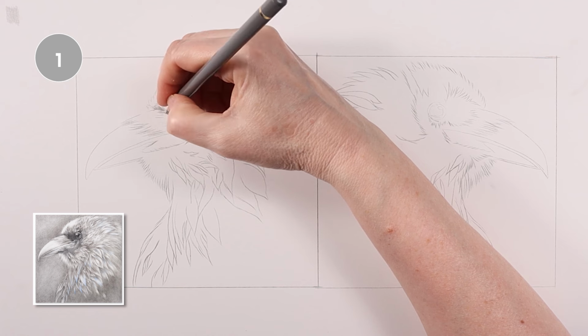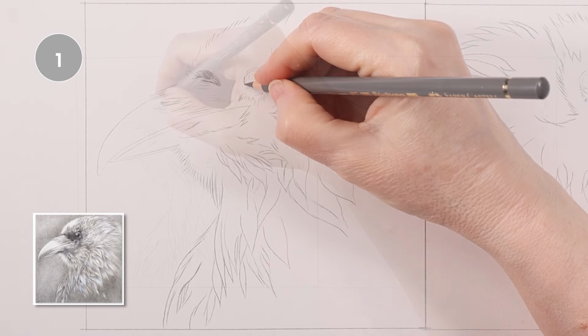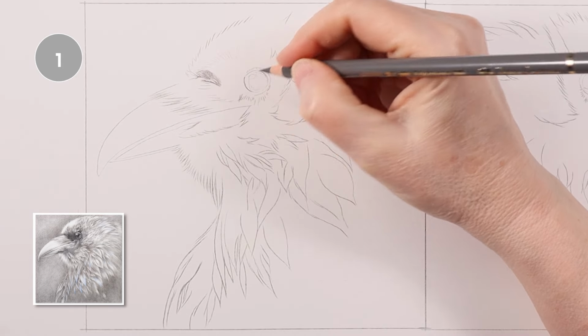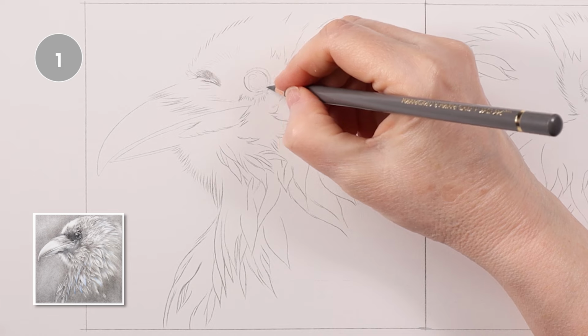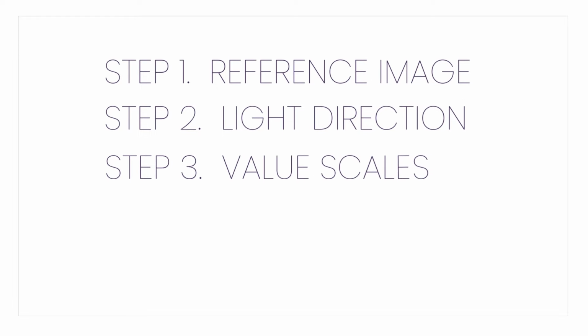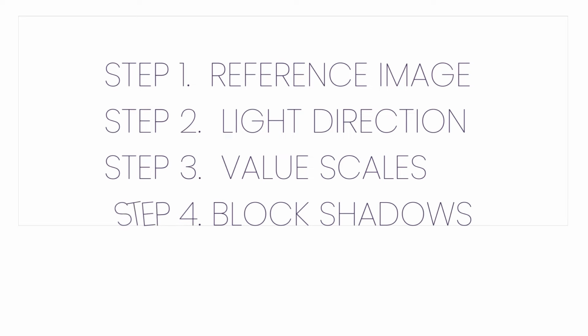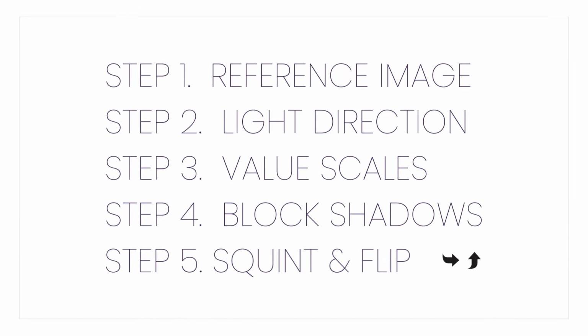I'll start off by working on the raven on the left. This is our low tonal range drawing, the one with no wow factor. The goal is to take that low value range drawing and make it a wow drawing using five simple steps. 1. A good reference image. 2. Know your light source and the direction. 3. Know what value scales are and how to find them in your reference. 4. Block in shadows and value shapes. And 5. Squint and flip.